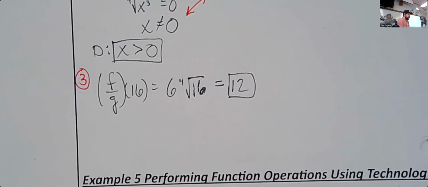All right. Any questions? We've done an example of each type. We've added, subtracted, multiplied, divided. Anybody have any burning questions right now?